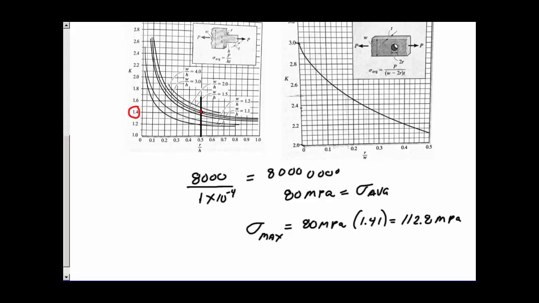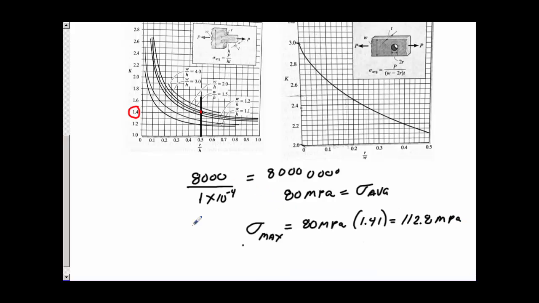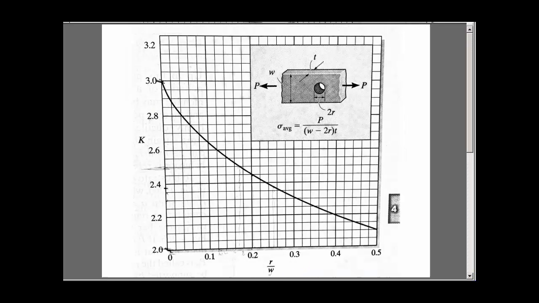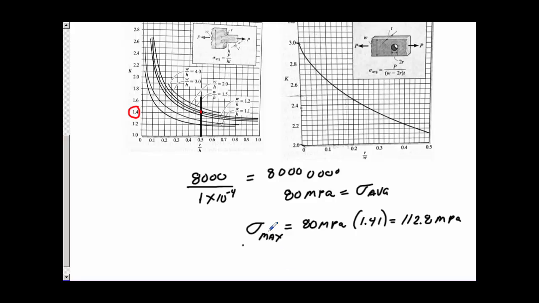Okay, I think the solution manual used 1.4 instead of 1.41, but that's the only difference. Let me just look at that real quick. Yeah, they use 1.4, but that's where that comes from. Alright, so that would be the stress at that end there.